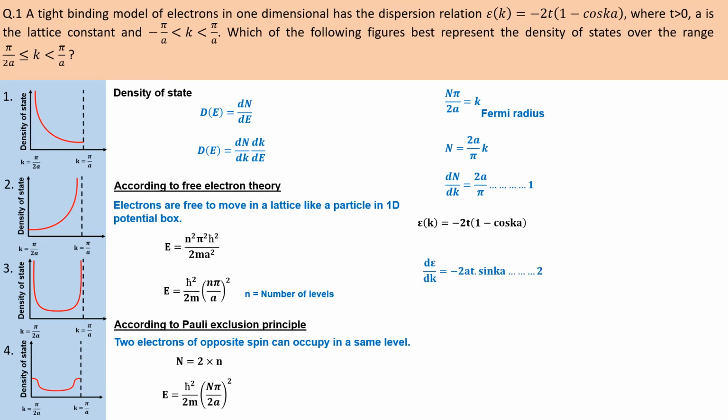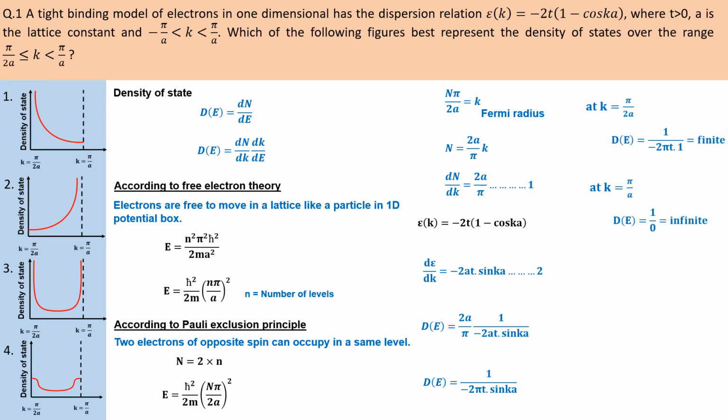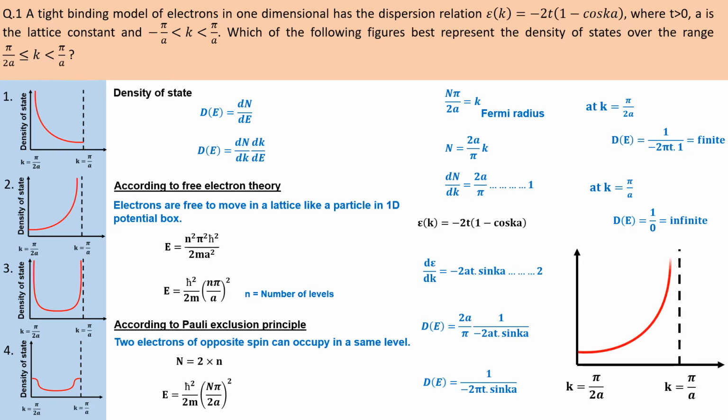Now calculating the value of dE over dk from the dispersion relation and substituting this in the relation for density of states, by solving we get this equation of density of states. Now if we verify its value for the given range, this gives a finite result at pi by 2a while an infinite result at pi by a, which matches the graph of option 2.